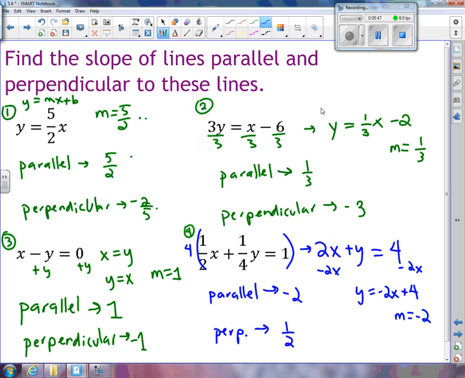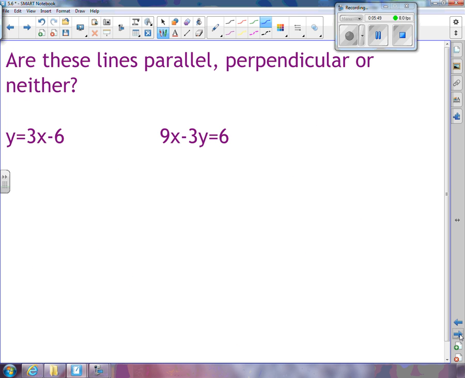Oops, sorry about that. So now let's move on to trying to figure out whether or not these two lines are parallel to each other, perpendicular to each other, or neither. So the first step we want to do is identify the slope of each line.